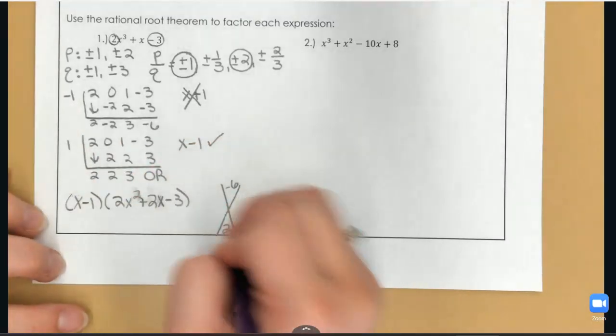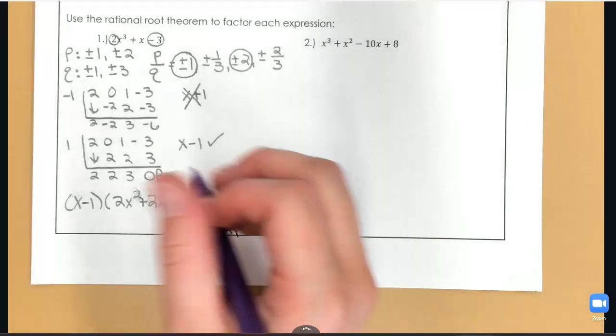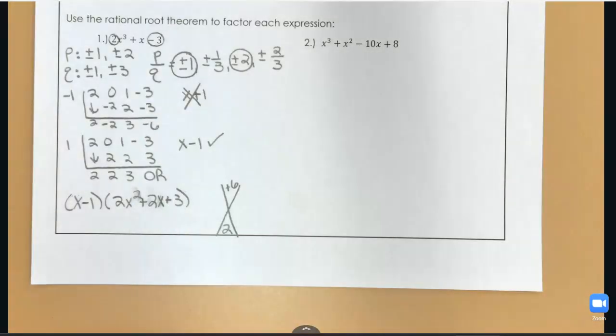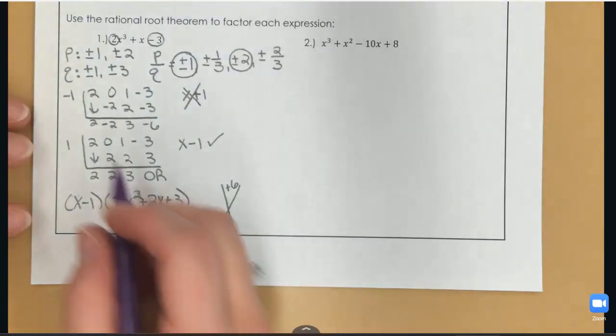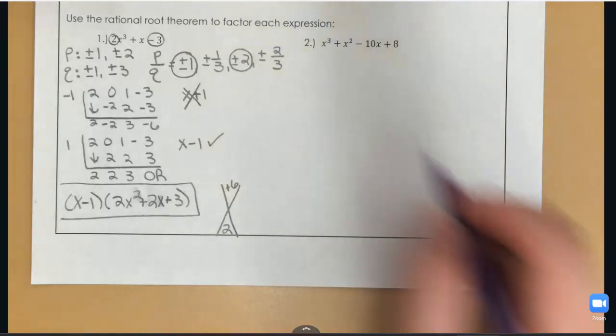My b value would be 2. There are no factors that multiply to negative 6. And that would also be a positive 3. Geez. That multiply to positive 6 and add to 2. There are none. So this cannot be factored any further. This is our final answer.